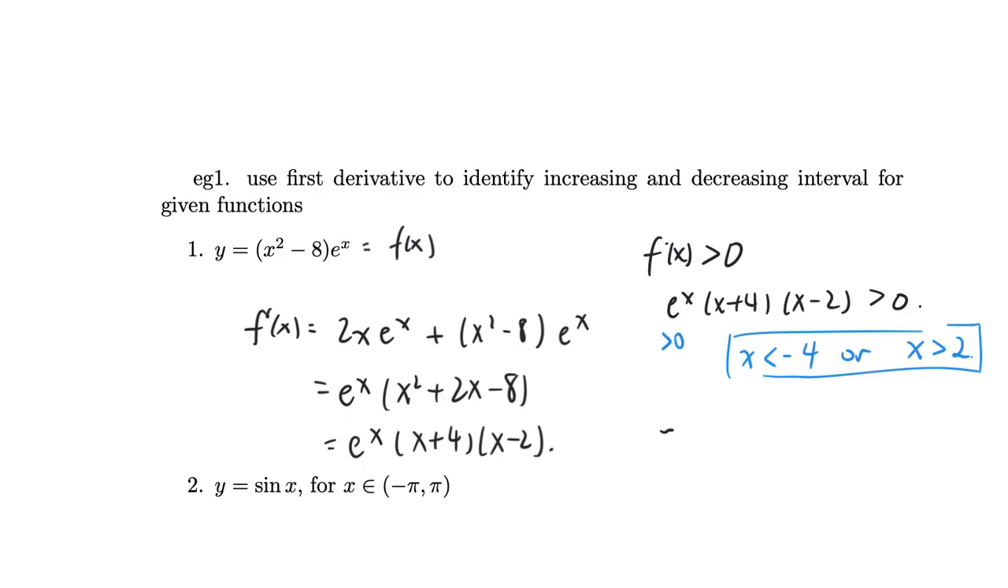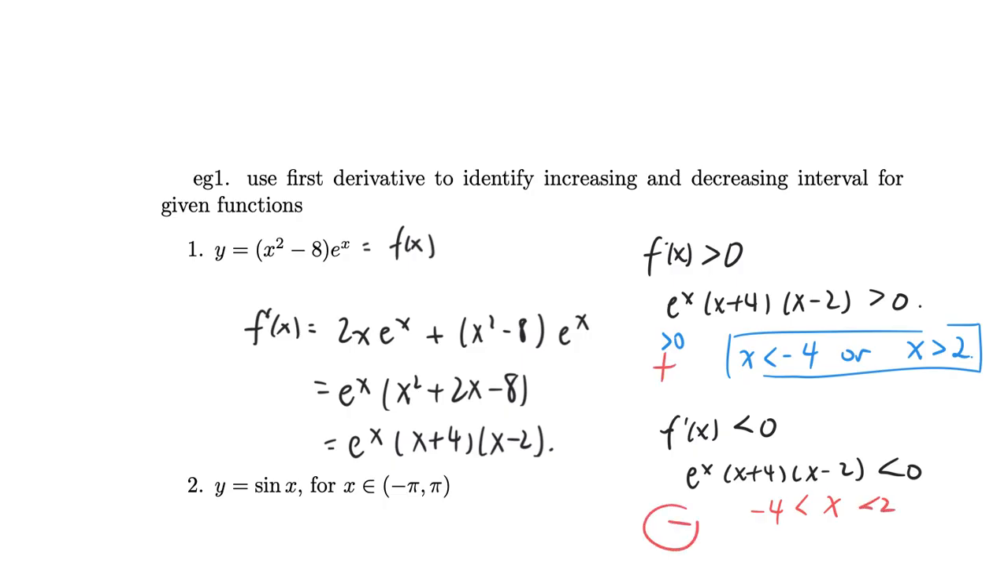Now, it would be decreasing when f prime of x is less than 0. So you could do the same work, and you would find that x here would have to be between negative 4 and 2, like this. So this is for increasing, this is for decreasing. Okay, sweet.